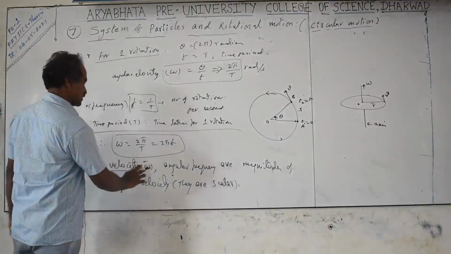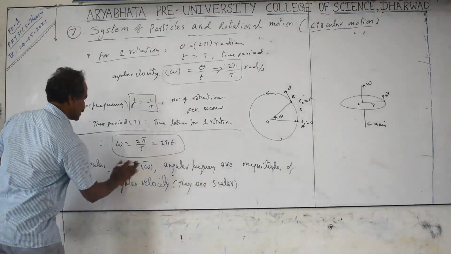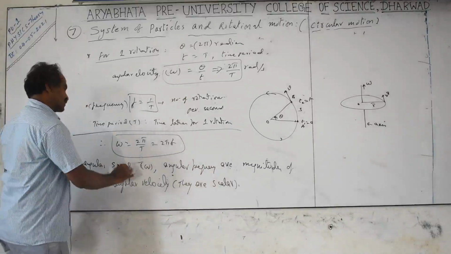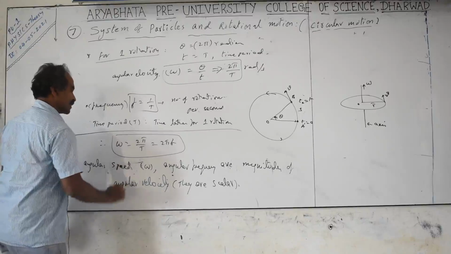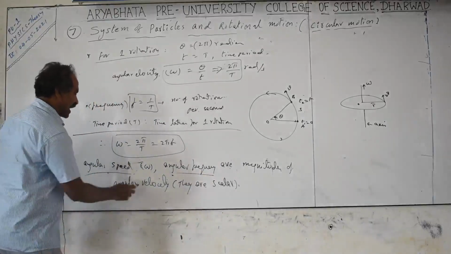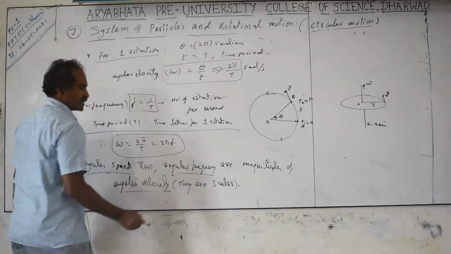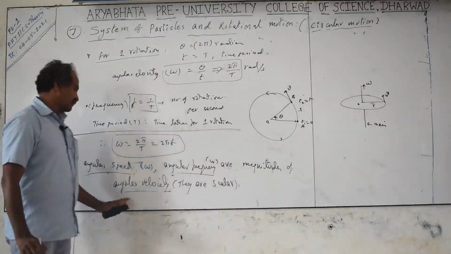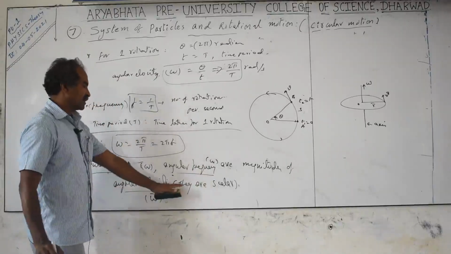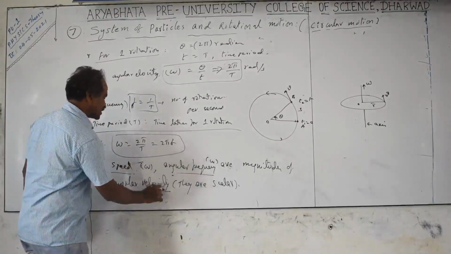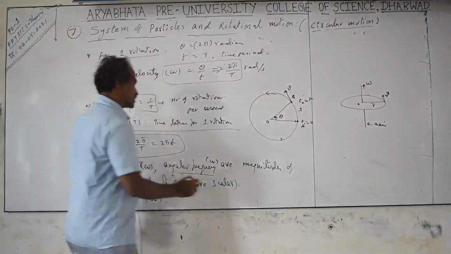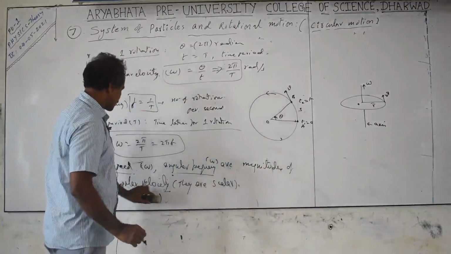Angular frequency, angular speed omega, no bars. Angular speed and angular frequency are taken as the magnitudes of the angular velocity. This is the omega bar. All are omega symbols only. Angular velocity symbol we take as omega only, but with a bar we can write it if we are mentioning a vector equation. So these two are called scalars, but angular velocity is a vector. Once again, angular speed and angular frequency are magnitudes of angular velocity. They are scalar quantities.